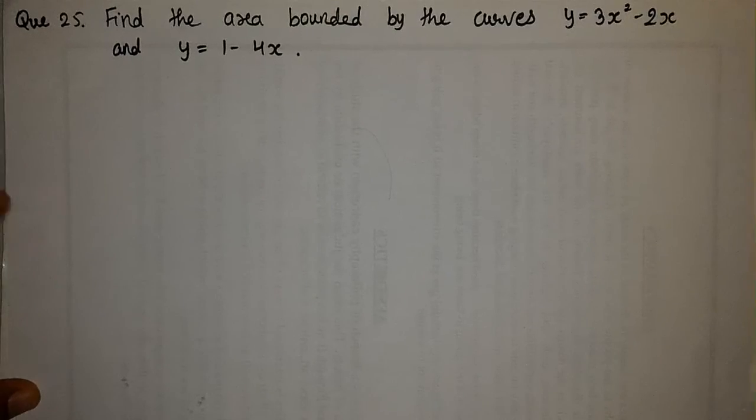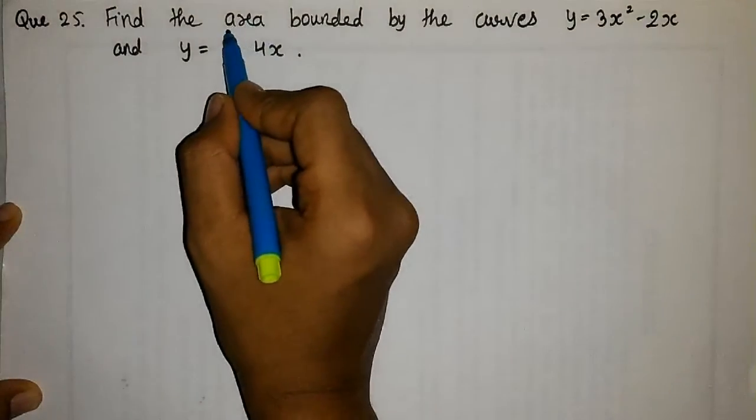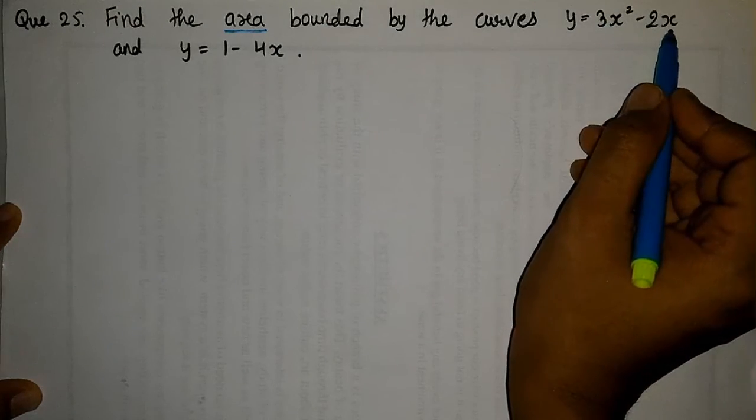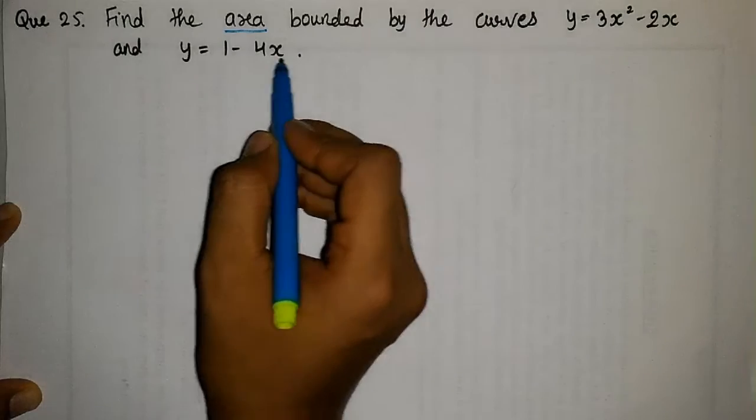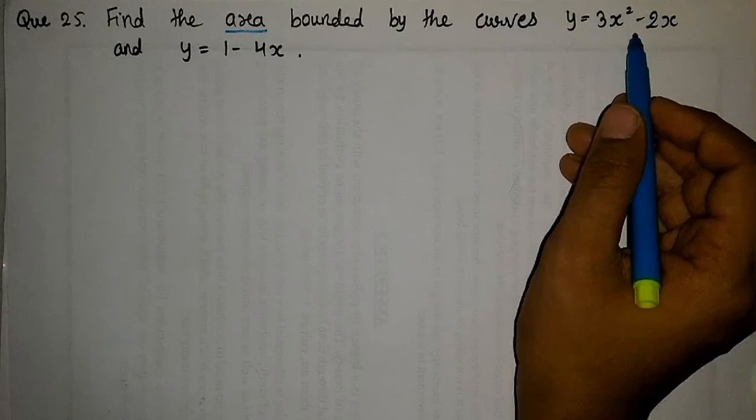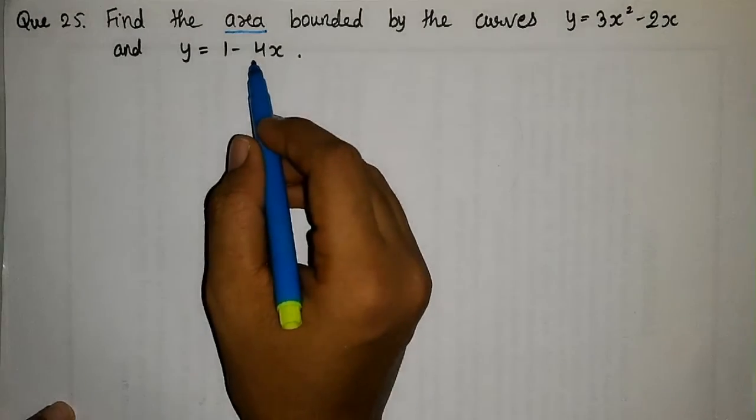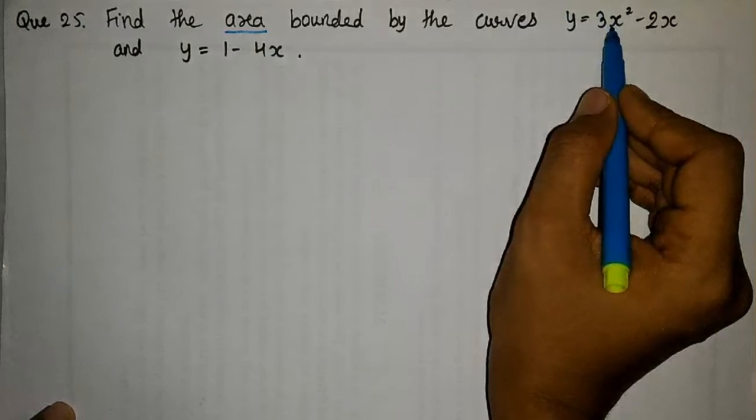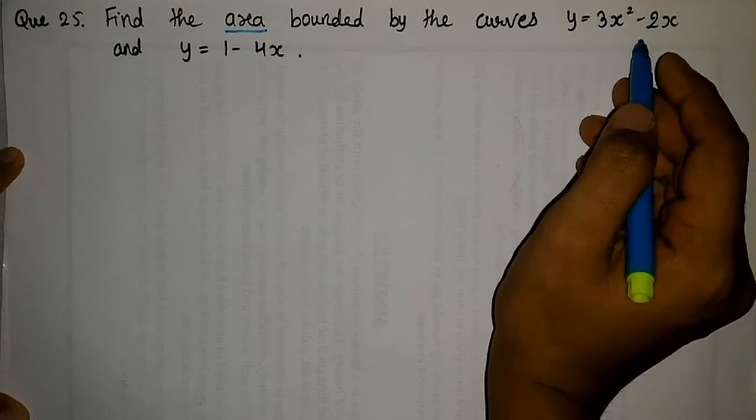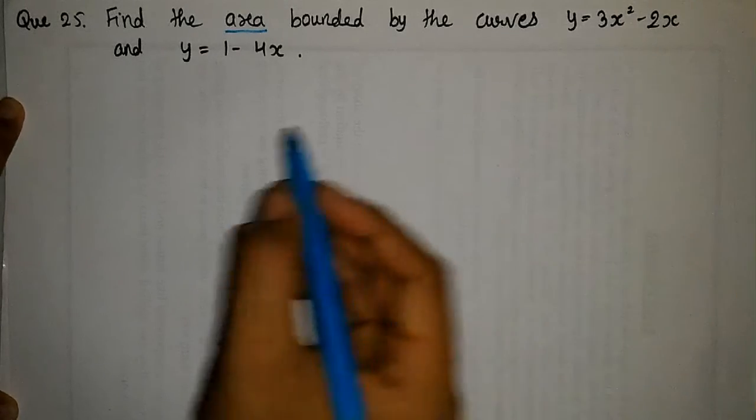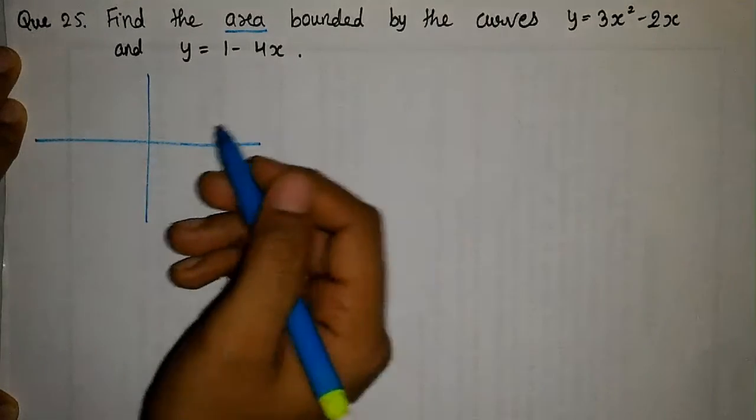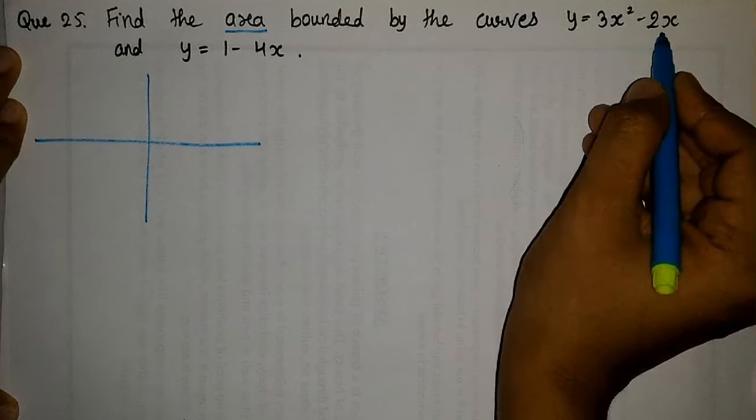So the question is, find the area bounded by the curves y is equal to 3x square minus 2x and y is equal to 1 minus 4x. We are given two curves, y is equal to 3x square minus 2x and y is equal to 1 minus 4x. This is a line and this is a parabola, by the equation we can see that. So in such questions, let's first draw the diagram, but before that let's find the intersecting points.